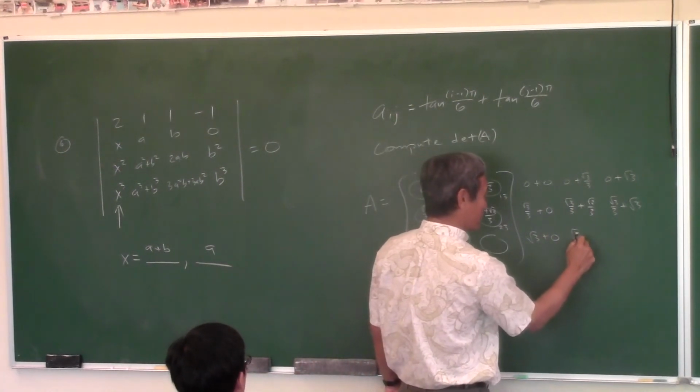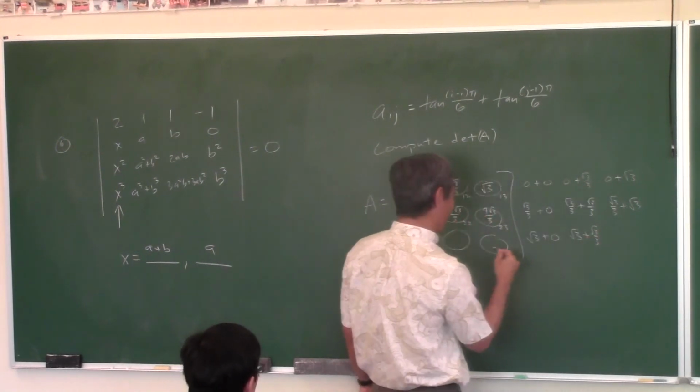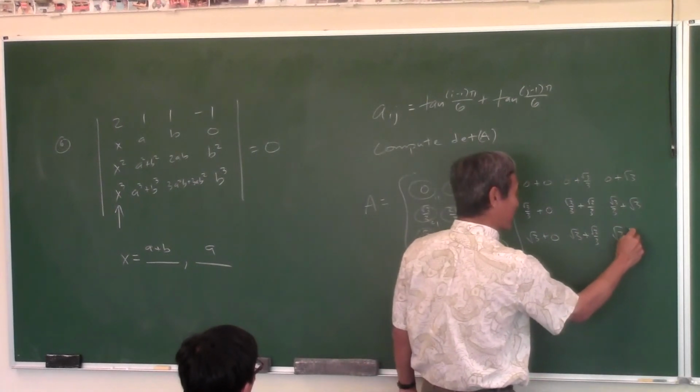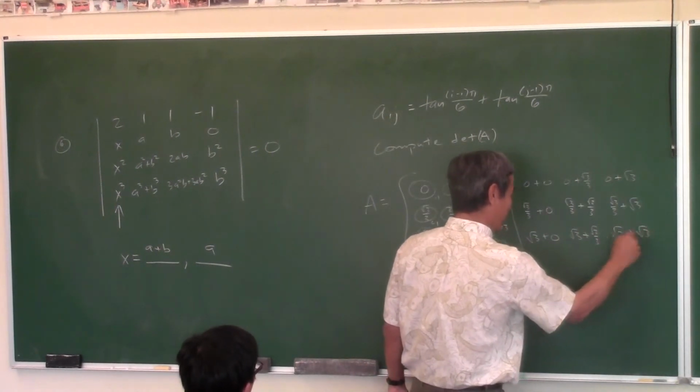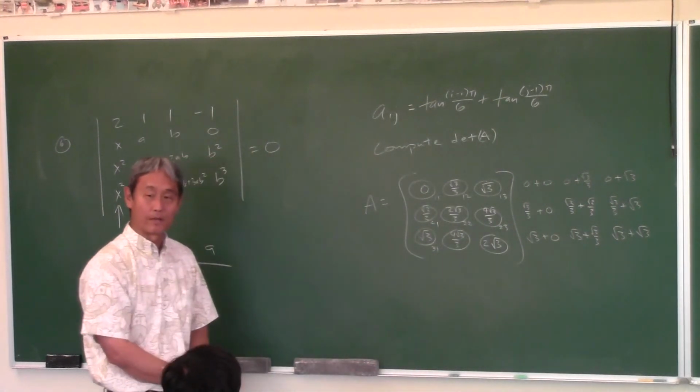Root 3 plus root 3 over 3 whatever number you have over here, right? What is that? 4 root 3 over 3. And then finally, it's going to be root 3 plus root 3, which is 2 root 3. Now you can compute the determinant.